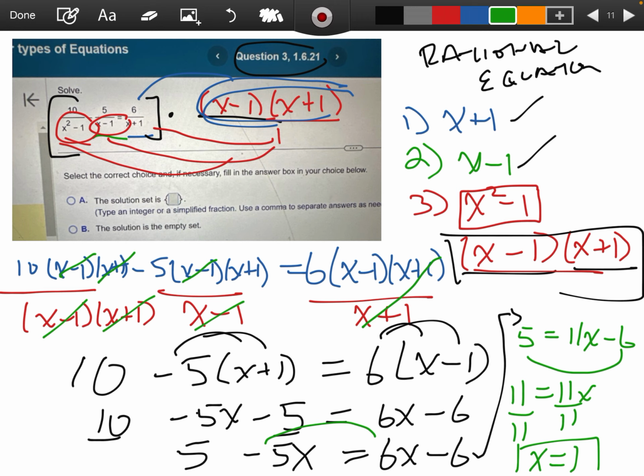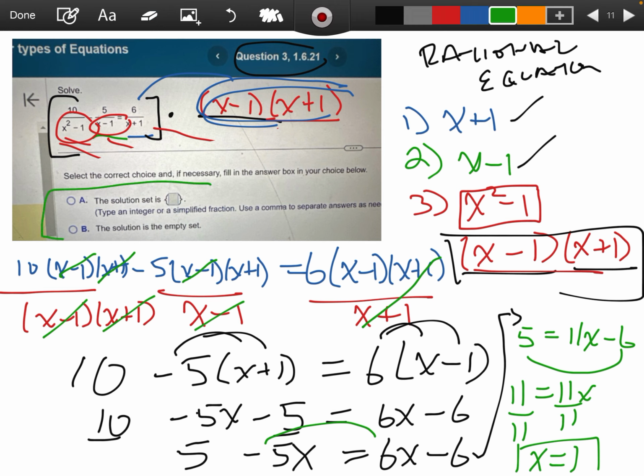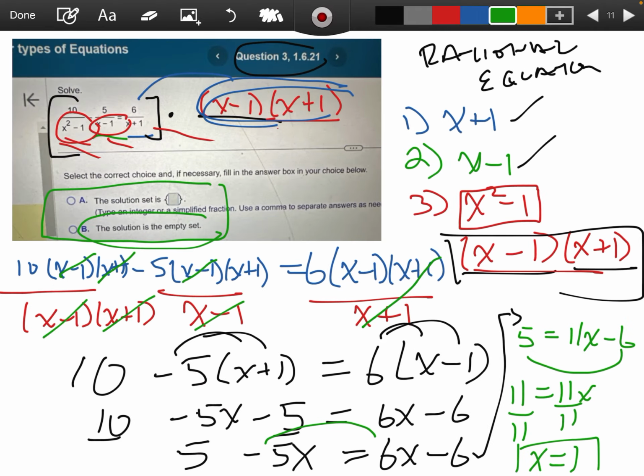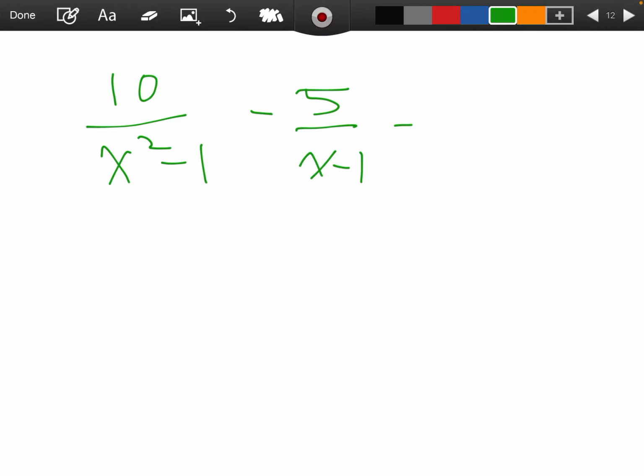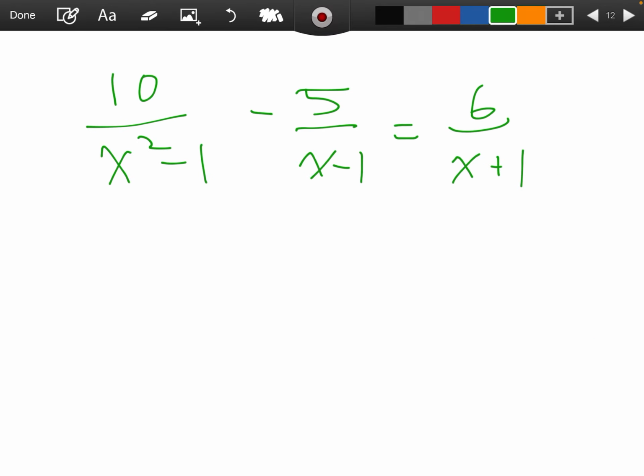Now, if I come back over here, y'all, and I look at my problem, it says the solution set is we would either enter in 1, or there's another option, the empty set. Y'all, when I come back to my original question, let's see, it was 10 over x squared minus 1 minus 5 over x minus 1 equals 6 over x plus 1. I think it was 6, wasn't it? Yeah. Okay, and we came up with the answer x is equal to 1.